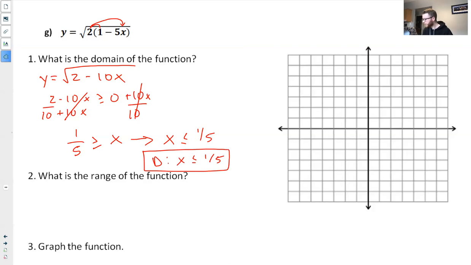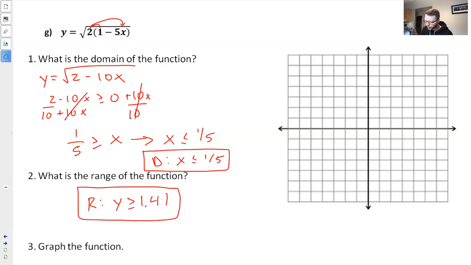Okay, so the range of this function. So again, put in root 2 bracket 1 minus 5x, and then we will do second graph. Okay, and where are the y values? Well, when y is greater than or equal to 1.41, the graph exists. Any less than that value, there's no graph, okay?